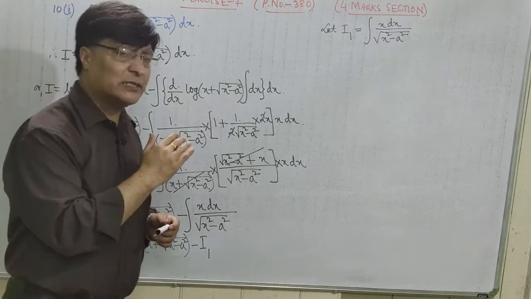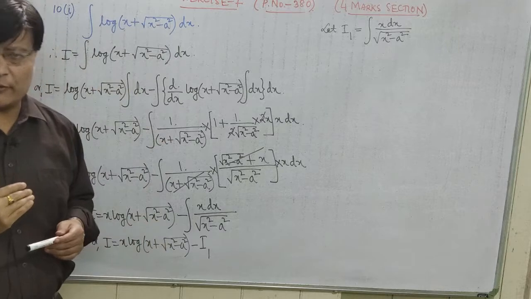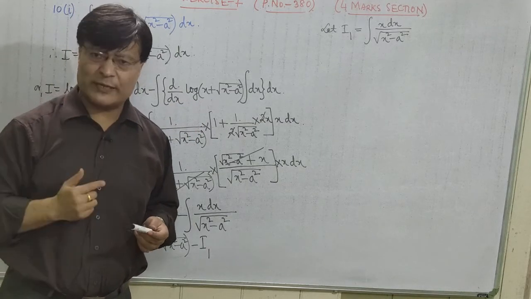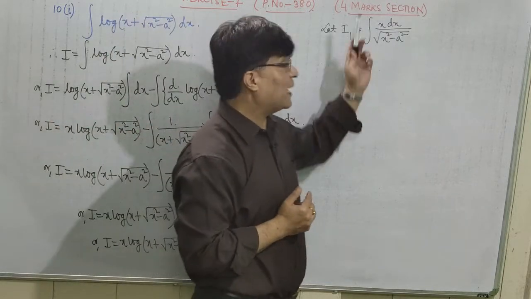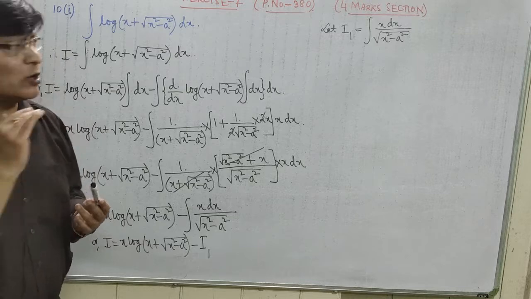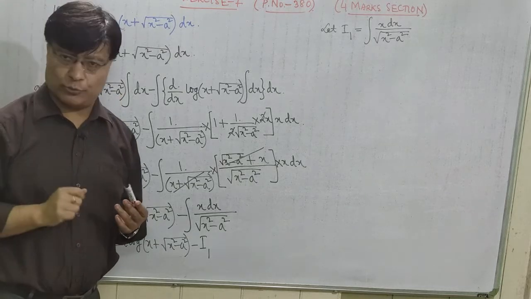If you differentiate the expression under the square root, that is x square minus a square, you will get 2x with respect to x, isn't it? So we are getting x in the numerator. 2 is a constant, you can manipulate it.